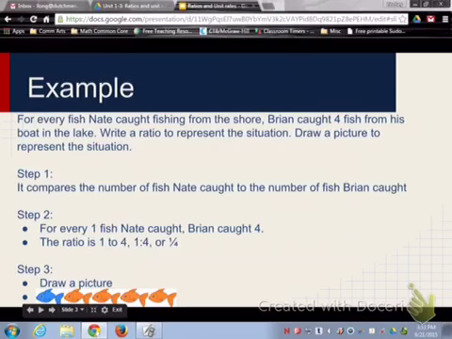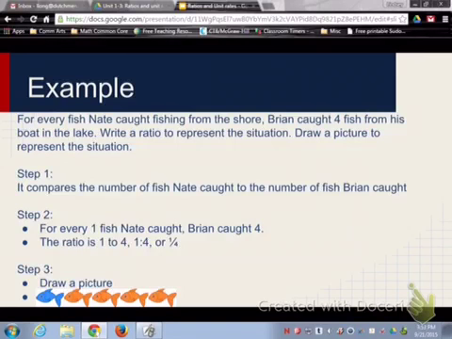So let's look at an example. For every fish Nate caught fishing from the shore, Brian caught 4 fish from his boat in the lake. Write a ratio to represent the situation. Draw a picture to represent the situation. So first thing we need to look at is what is it comparing? It is comparing the number of fish Nate caught to the number of fish Brian caught.